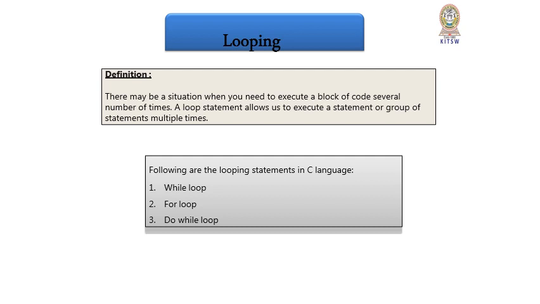Let us see what we mean by loop. Loops are statements which are used to execute a statement or a group of statements multiple times. If you want to execute the same statement more than once, then we can use a loop, and these are the three types of loops supported by C language: while loop, for loop and do while loop.